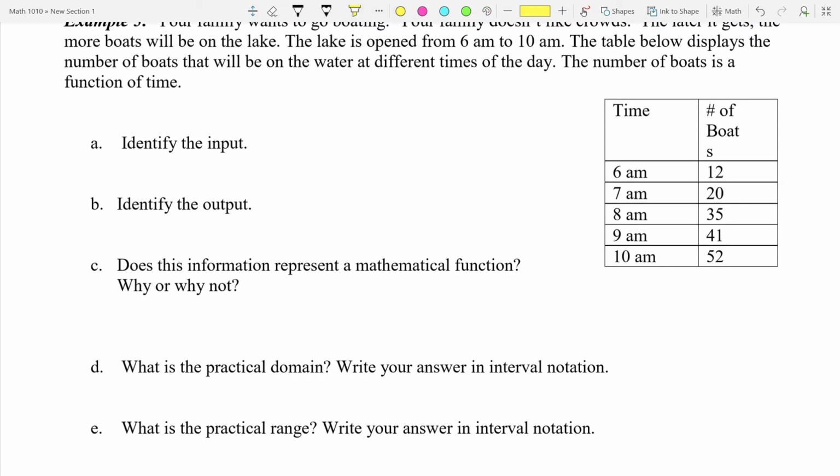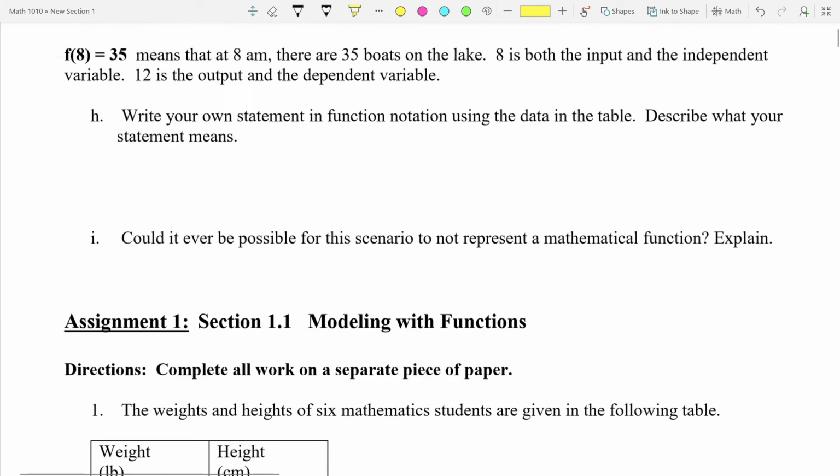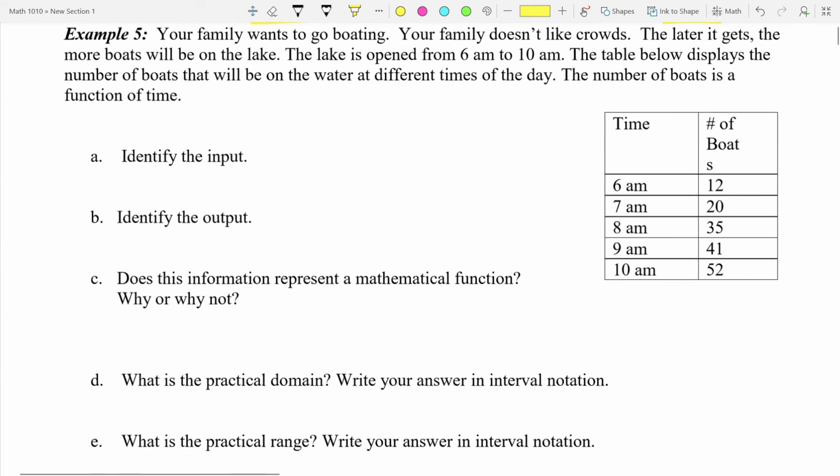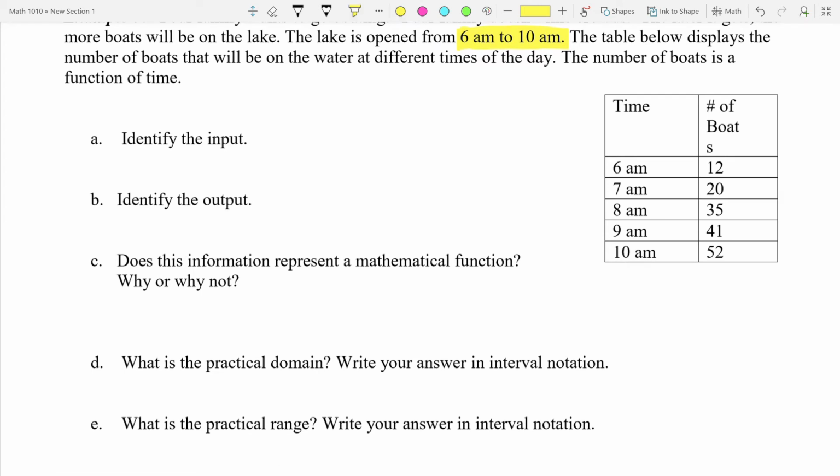Okay, here we go. Question 5. This is our last problem, I believe. It's last and it's long. We have about 10 minutes. Your family's going boating. Your family does not like crowds. The later it gets, the more boats there will be on the lake. This is a funny lake because it's only opened from 6 a.m. to 10 a.m. Just a very short amount of time. The table below demonstrates the number of boats that will be on the lake at different times. The number of boats is a function of time.